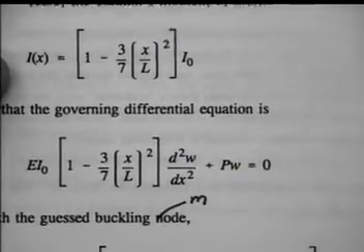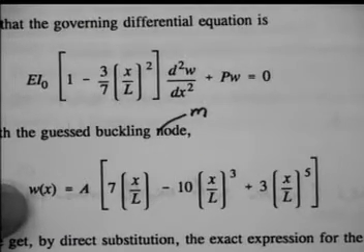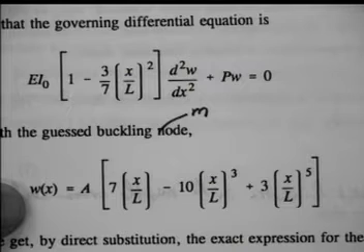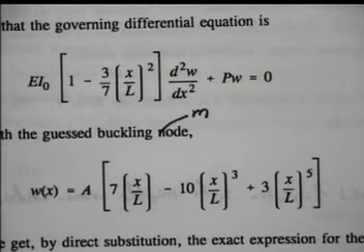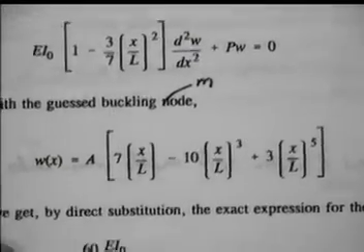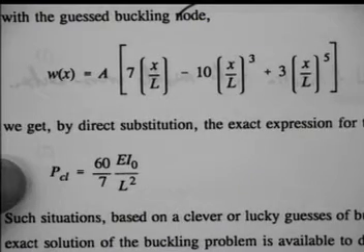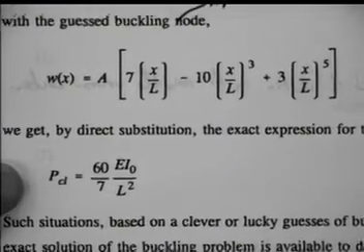Now, Duncan also guessed very beautifully. It's an unbelievable guess, a very talented guess of the solution of this equation. Can you imagine? He found that this polynomial is a solution, and he also found the buckling load, 60 divided by 7 EI0 divided by L square.